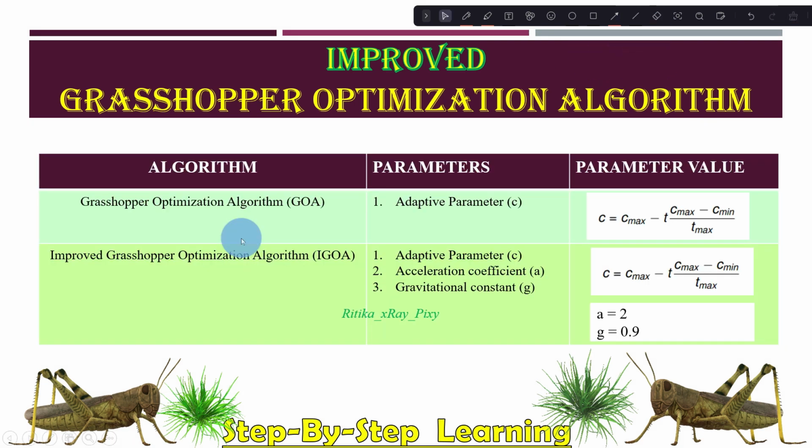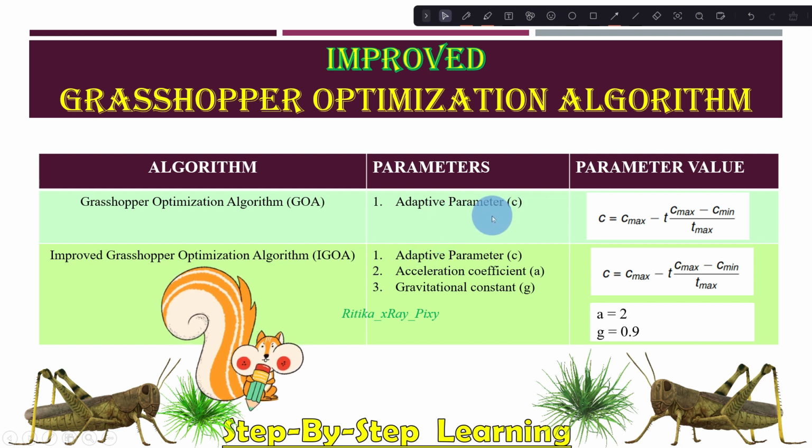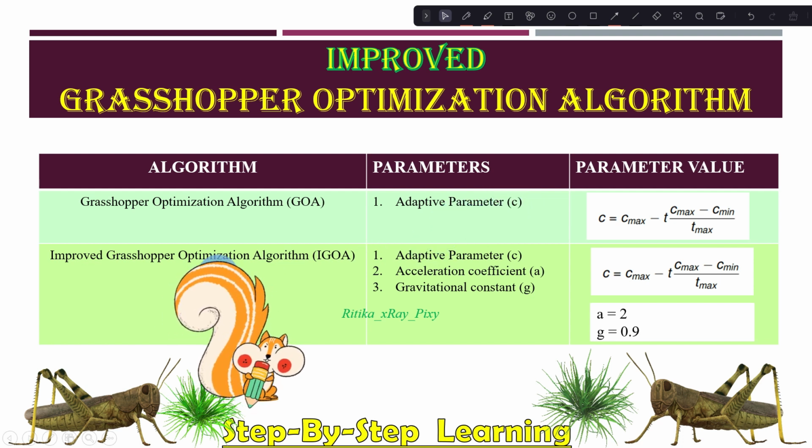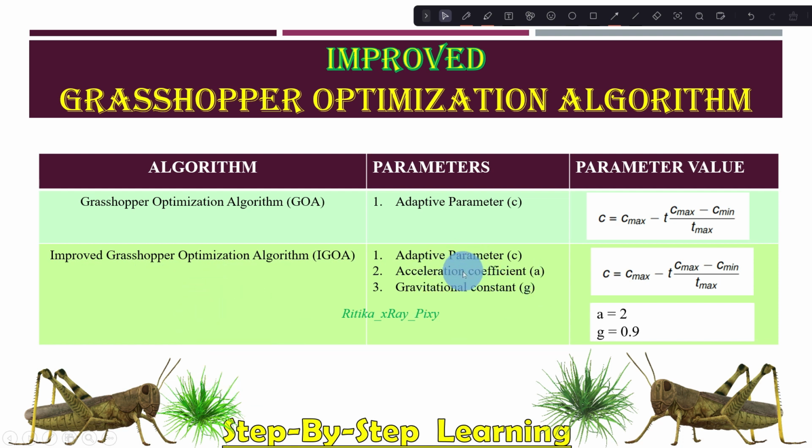In basic GOA, you can see here the parameter used, that is adaptive parameter C, and here in improved GOA, you can see we are calculating the gravity force. So here we have gravitational constant G, acceleration coefficient A, and we have adaptive parameter C. And the value for A is 2, G is 0.9.